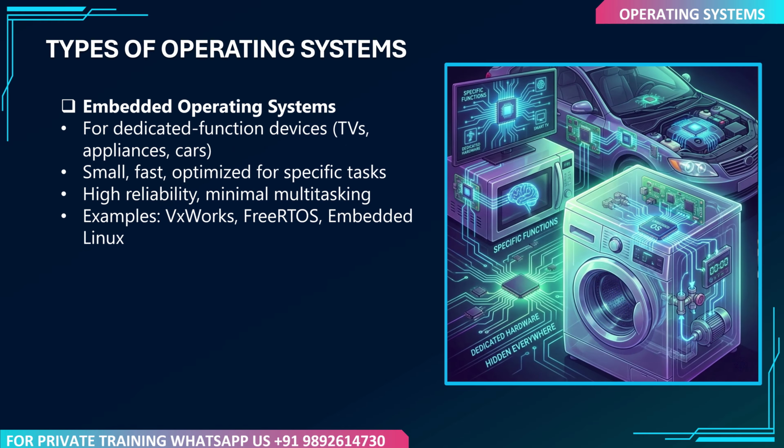Now, let's talk about embedded operating systems. You might not see them directly, but they're everywhere: inside microwaves, washing machines, smart TVs, and even cars. An embedded OS is designed to perform specific predefined functions, often on a dedicated piece of hardware. Unlike general-purpose systems, they don't need to handle many tasks at once. For example, the operating system inside your washing machine controls the motor, water levels, and timers, but it doesn't need to browse the internet or play videos.